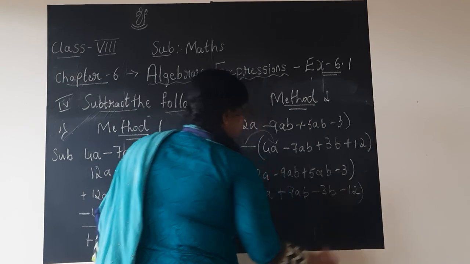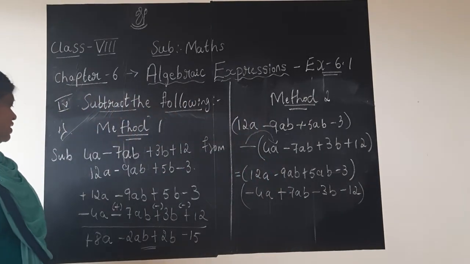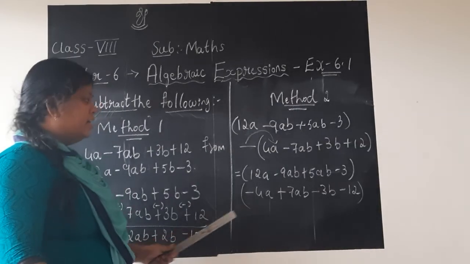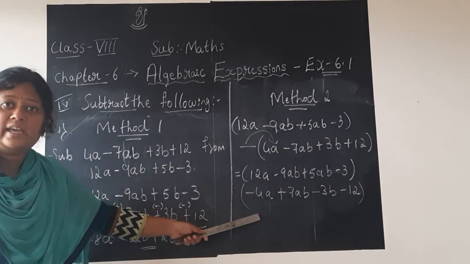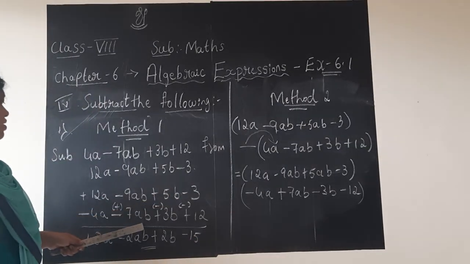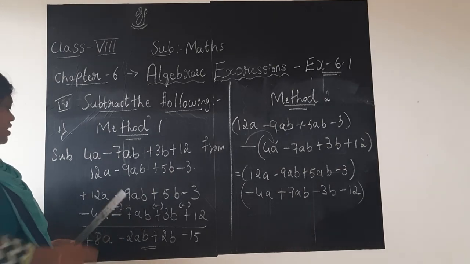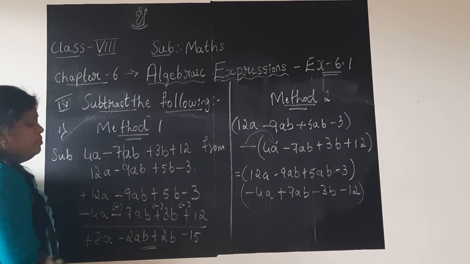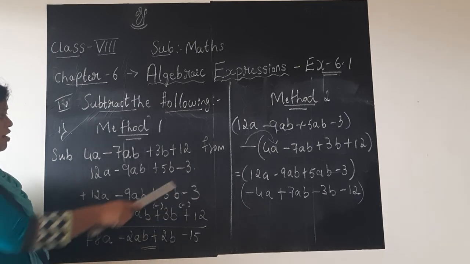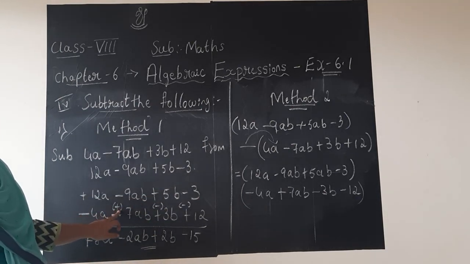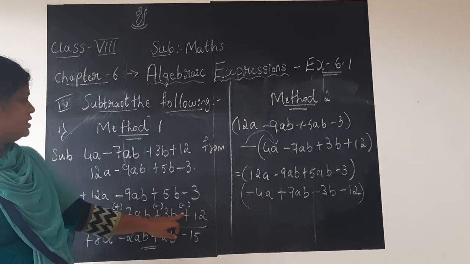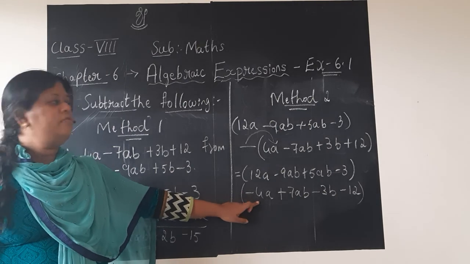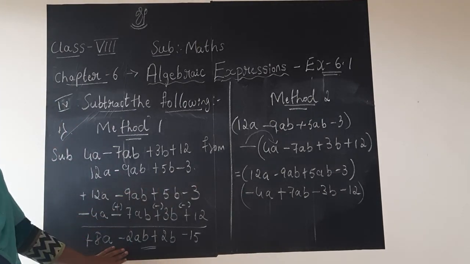So if at all, as many of you said, this method is confusing, you can go with this method. See, it doesn't mean this is the end. After doing this, you can apply this method. Look here. Changing of sign may be confusing for a few of you. After we multiplied, we got minus 4a plus 7ab minus 3b minus 12. Same. Once you do this, you can go with this method and now simplify.